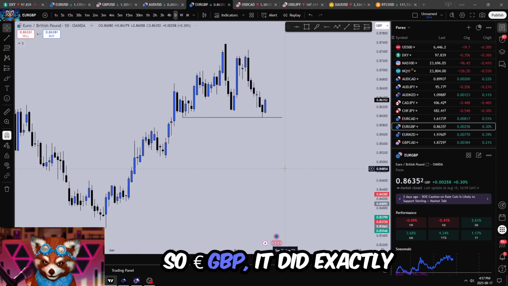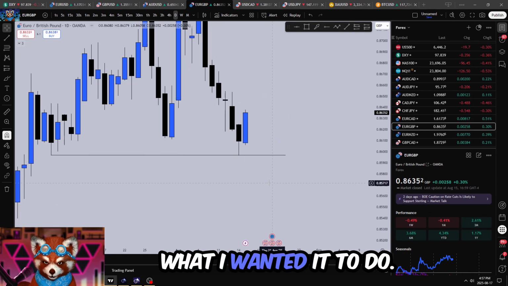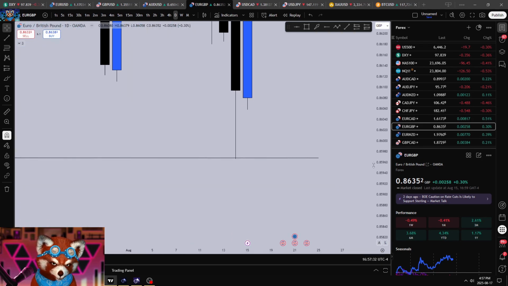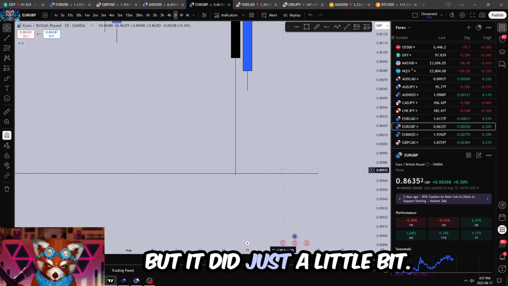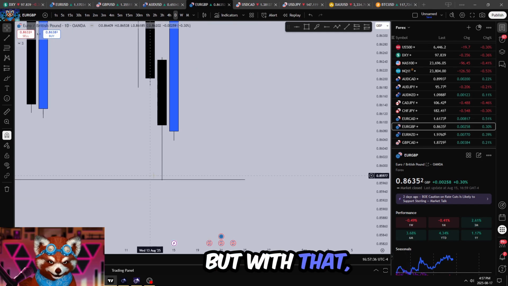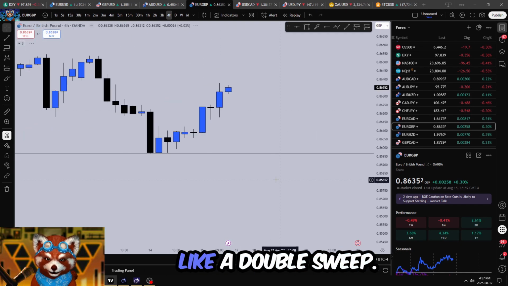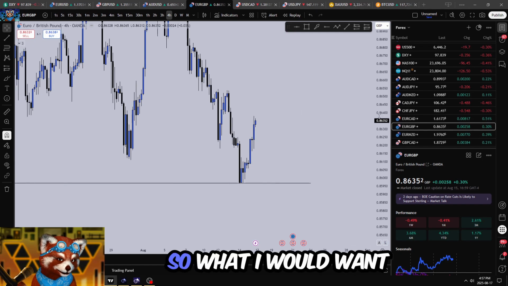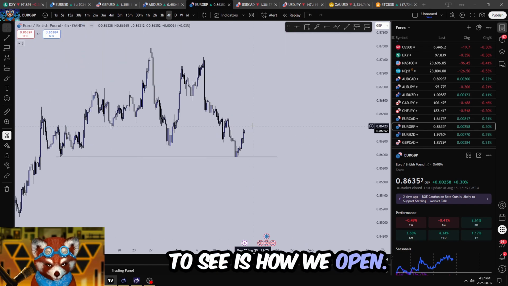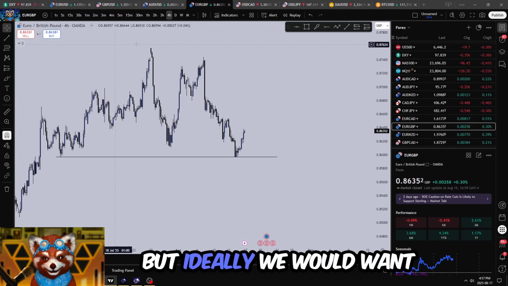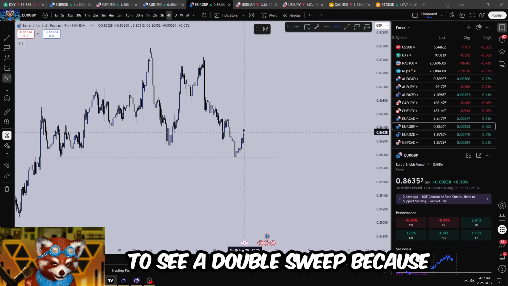So Euro GBP, it did exactly what I wanted it to do. It swept these lows. You can barely see it, but it did just a little bit. But with that, as it barely swept it, we could see something like a double sweep. So what I would want to see is how we open. If we open up and go up, we can see that Euro is stronger. But ideally, we would want to see a double sweep because it's a weak sweep.